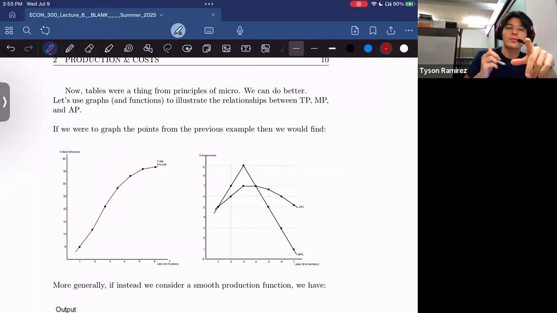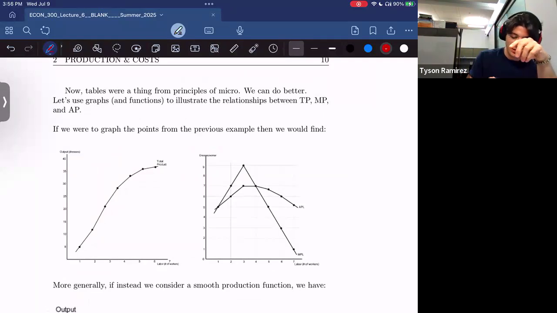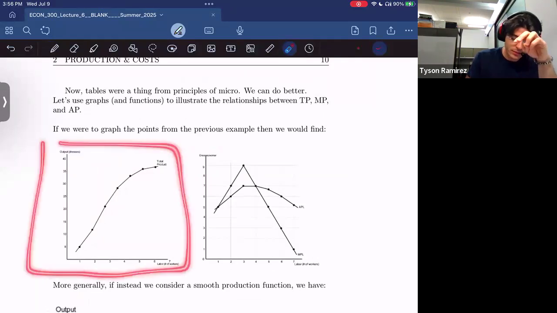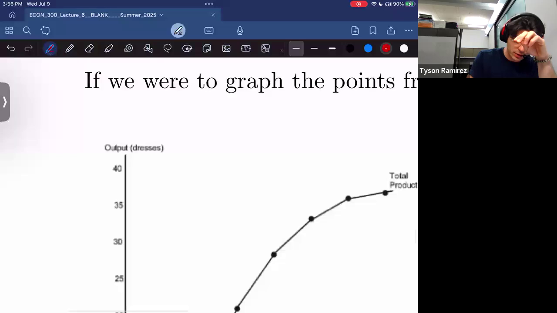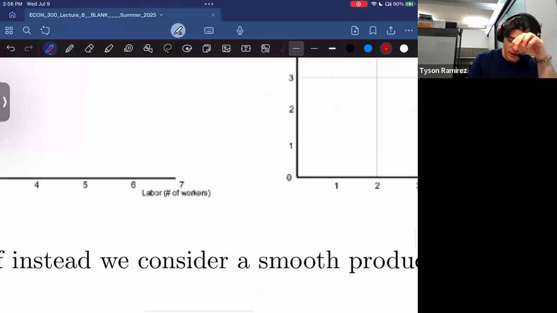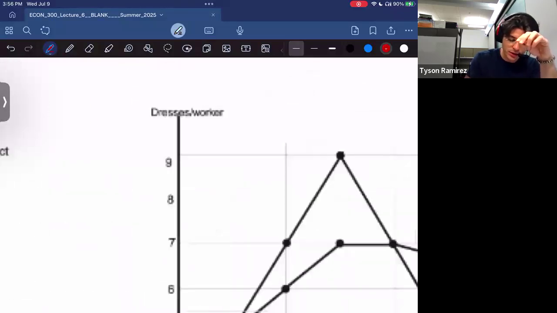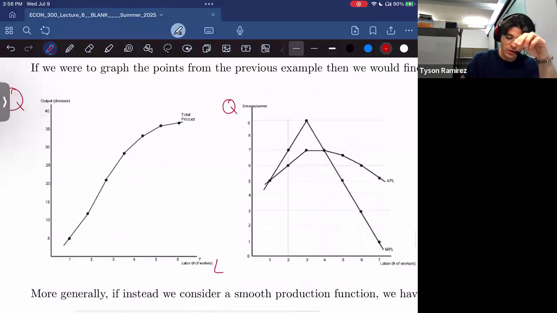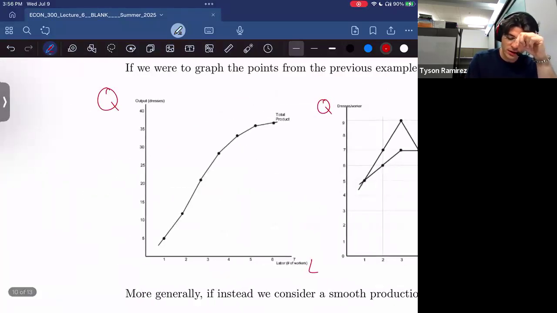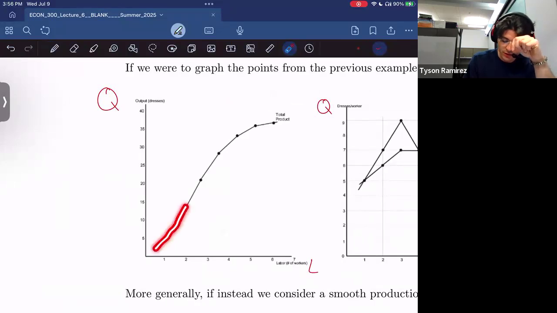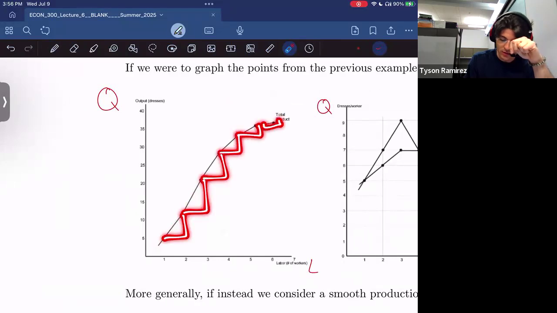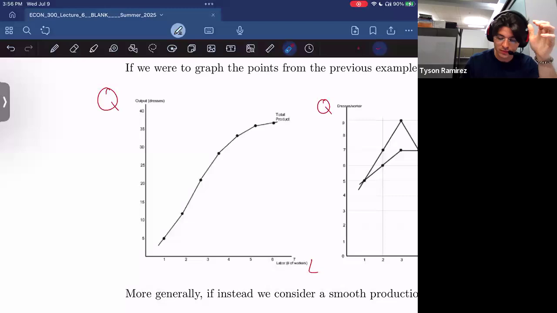So if I were to plot the points from that example that we just did, where the y-axis is quantity and the x-axis is labor, and that's how all of the graphs will be in these next upcoming sections. Well, if I were to plot the total product, it would look something like this. We see roughly it's always increasing. It's just the amount of increase at first is quite large, and then it tapers off. And that's that law of diminishing returns.